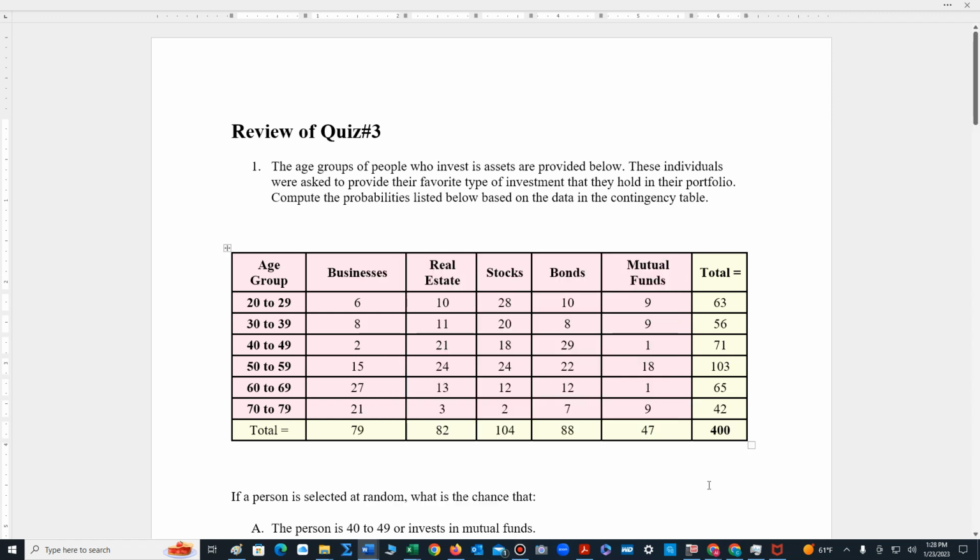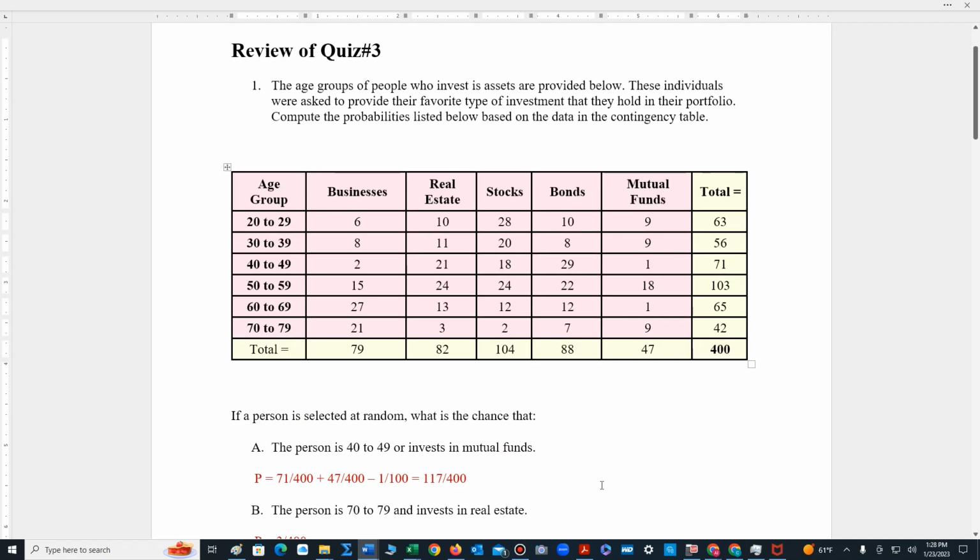Hello, in this video I will review the answers for the review of quiz number 3. We begin with a contingency table involving age groups and types of investments. The very first step in tackling a problem like this is we have to total each column and each row. And then finally, to get the grand total, we have to either add up all the totals of the columns or all the totals of the rows to get 400.